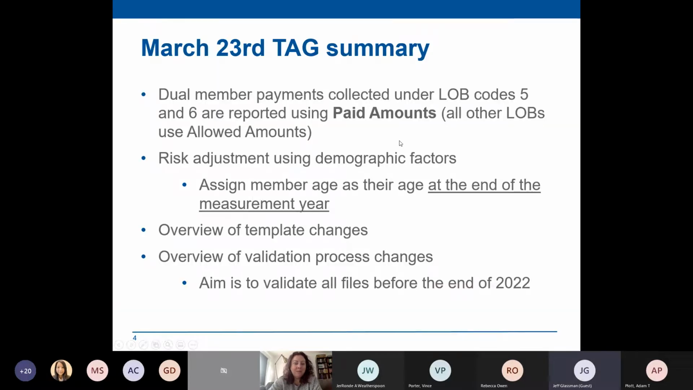And one more. So the March meeting recording is posted on our TAG website for those of you who may have missed that or want to listen back to anything that is available. A couple of things that we wanted to just refresh everyone on from that meeting last month. We talked about how dual member payments are collected, and we're making the change to collecting dual member payments using paid amounts, and all of the other lines of business will use allowed amounts. We talked about risk adjustment using demographic factors, and we'll talk more about that later today. And we started previewing the template and the validation process changes that we are rolling out for the 2022 data submission cycle.